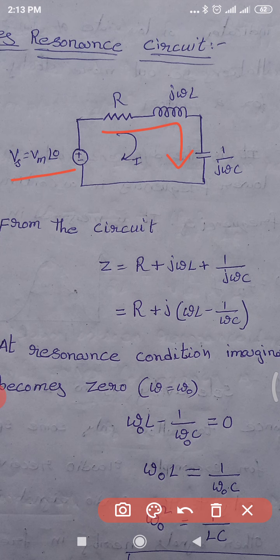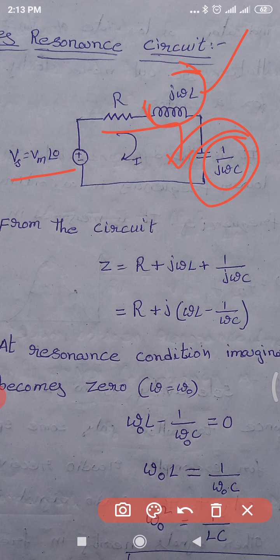Vs is equal to Vm at an angle 0. So this is the circuit connection of a series RLC circuit. Here we have to consider j omega L and 1 by j omega C. These are nothing but the impedance of the inductance and the impedance of the capacitance. So from the circuit diagram we have to calculate the impedance.